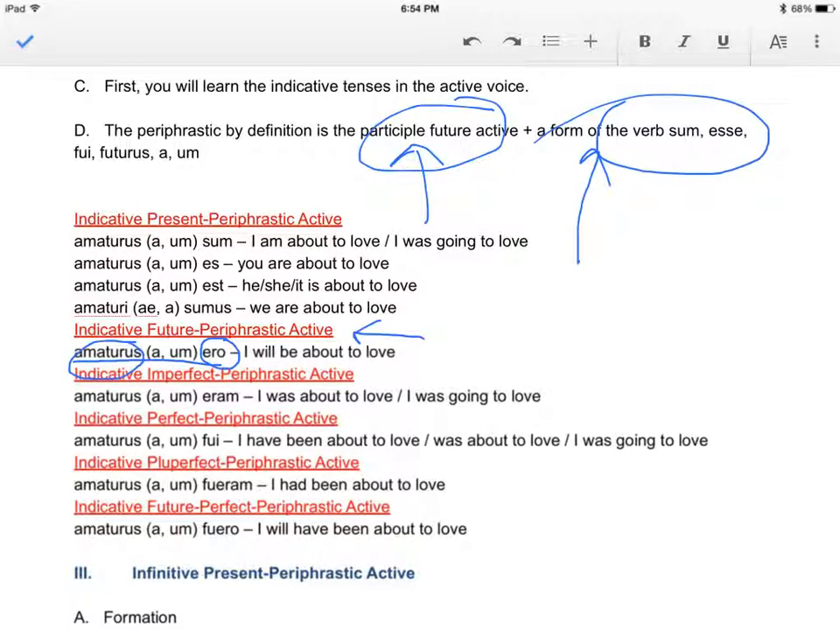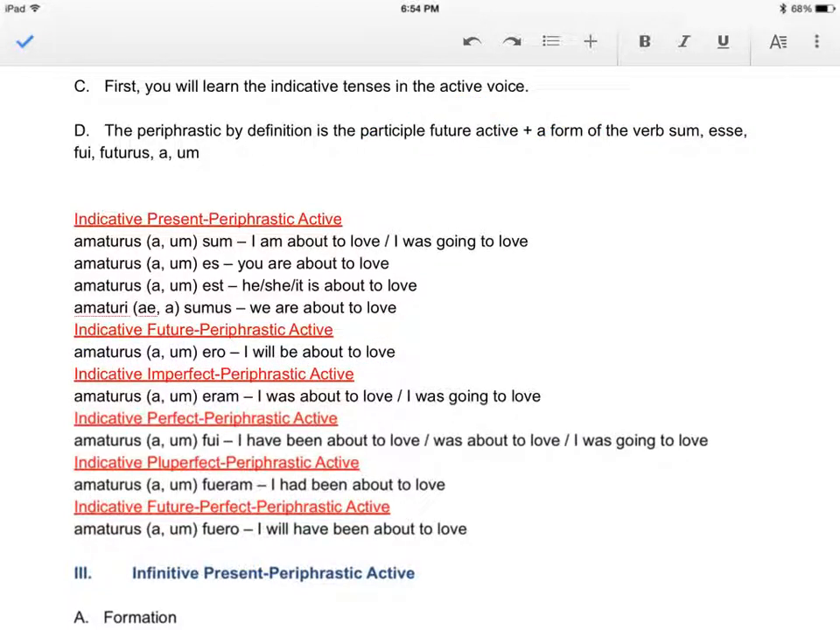It's amaturus for a man plus ero. If you wanted to say you will be about to love, and you're a man, you would say amaturus eris. He, she, or it, amaturus erit, and so forth and so on. The pattern continues. You can do it in the imperfect. You would have amaturus or amatura or amaturum plus eram, eras, erat, eramus, eratis, erant. That's the imperfect of the verb to be.